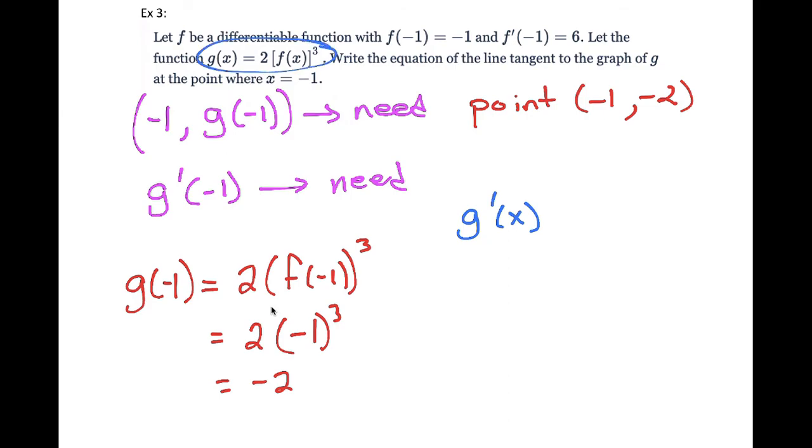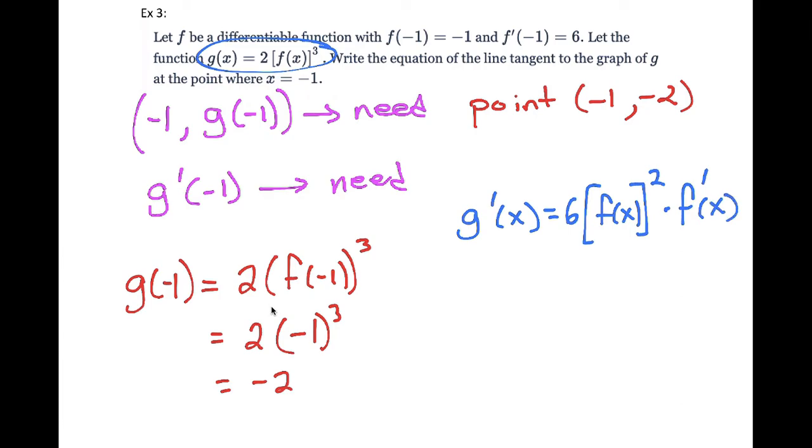Notice that g of x is up there. We need to calculate the derivative of that. We're going to need to use the chain rule. The chain rule on that is 6 times f of x squared. Drop the power down, 3 times 2 is 6. Reduce the power by 1, now it's squared. Times f prime of x.